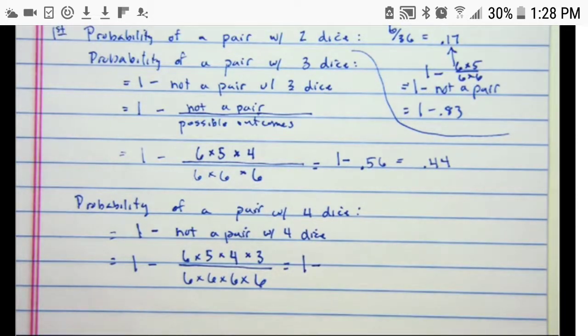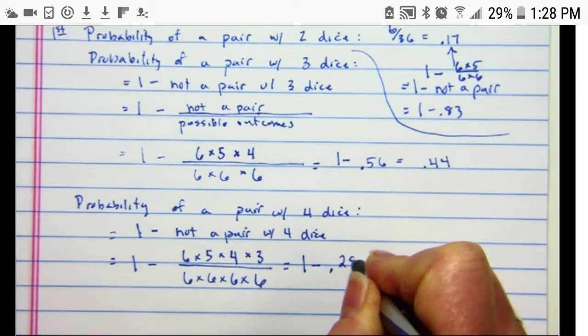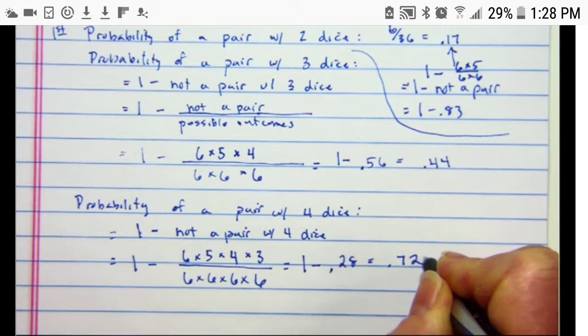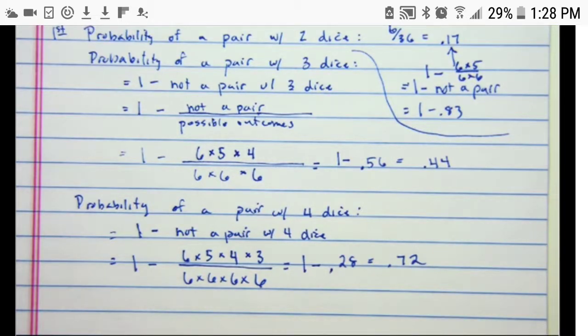So we go ahead and calculate this out. 1 minus the probability of not getting a pair with 4 dice would be the probability of getting a pair with 4 dice. So 1 minus 0.28 or 0.72.